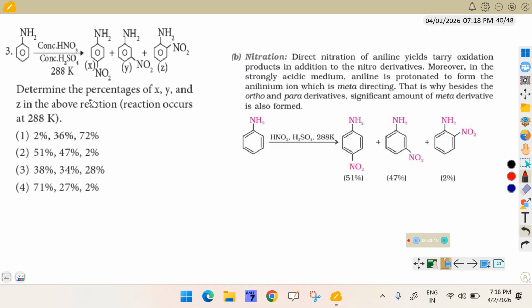Determine the percentage of X, Y and Z in the above reaction. Para 51, meta 47, ortho 2. So 51, 47, 2.